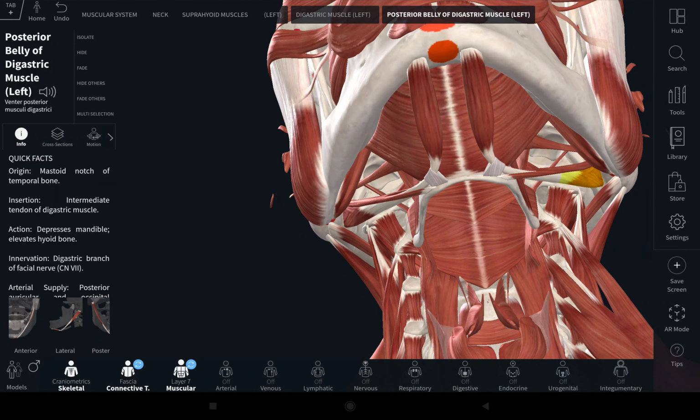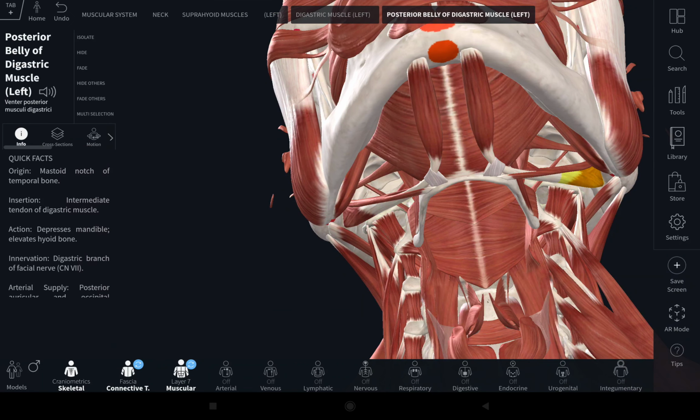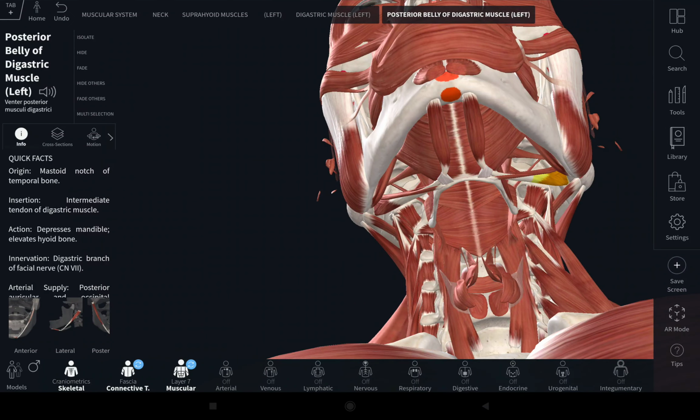Look carefully. This is the anterior belly. This is the posterior belly. This is the anterior belly, and this is the posterior belly of digastric muscle.